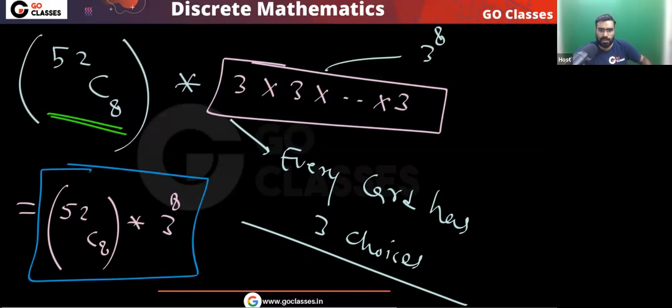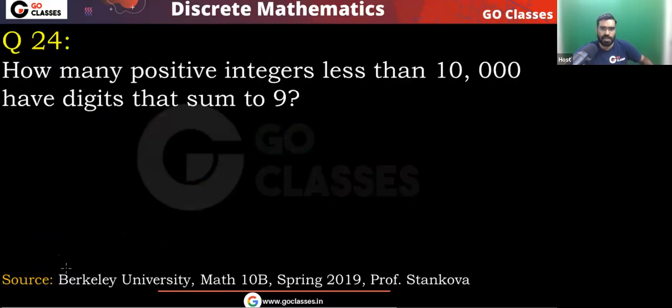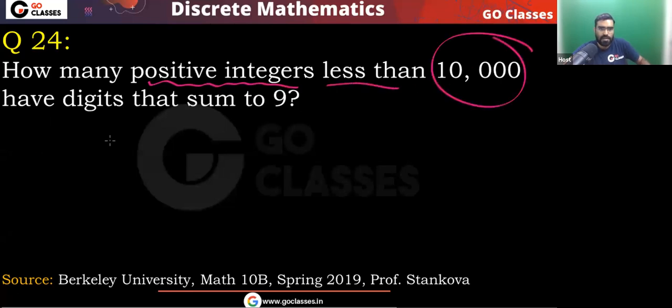Okay, so simple. Now let's move on. Tell me the answer for this one. How many positive integers less than 10,000 have summation equal to 9?